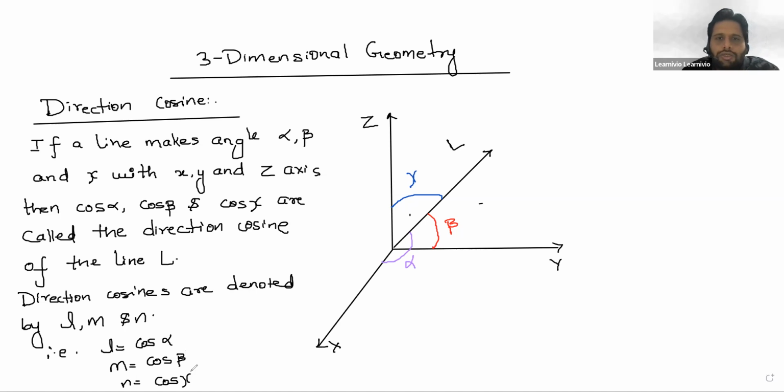Okay, so what is a direction cosine? If you have a line L which is making an angle alpha, beta, and gamma with the x, y, and z axis, then cos alpha, cos beta, and cos gamma are called the direction cosines of that line. Okay. So this is your line. This is making an angle alpha, beta, gamma with x, y, and z. Then cos alpha, cos beta, and cos gamma are called the direction cosines of the line L. Okay. And direction cosines are denoted by L, M, N. So that means L is equal to cos alpha, M is equal to cos beta, and N is equal to cos gamma. Now please note down this, draw this, raise your hands once it is done. Then we will solve some questions on the basis of this, okay?